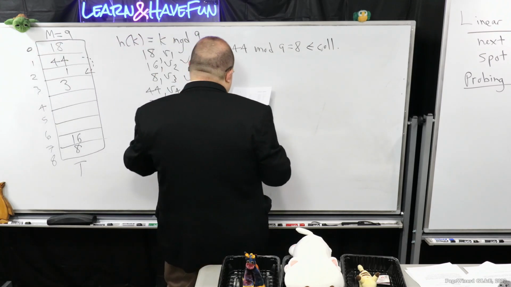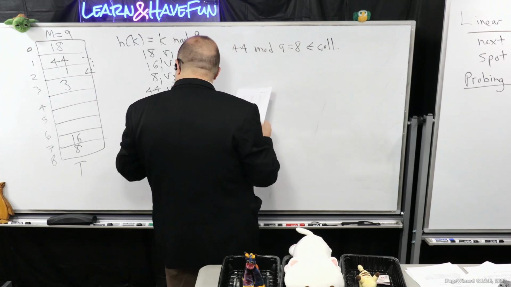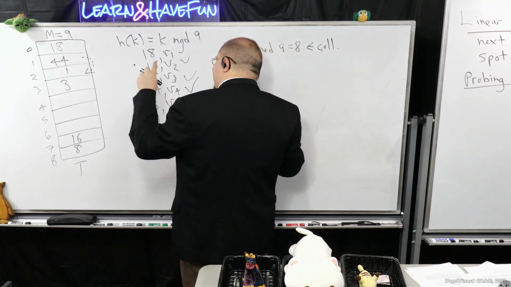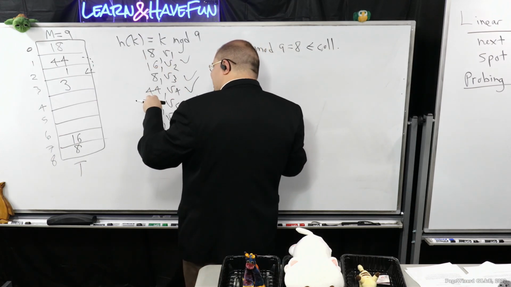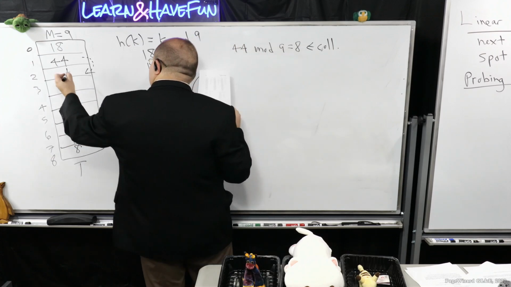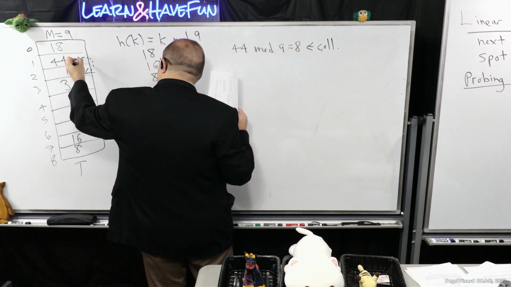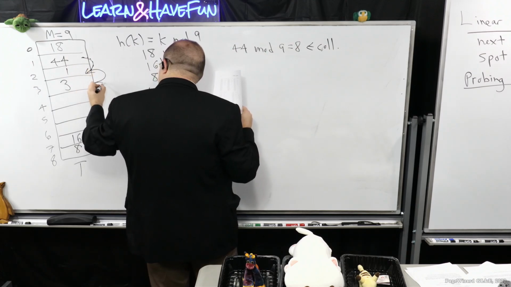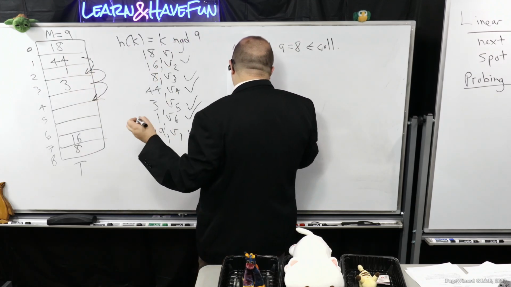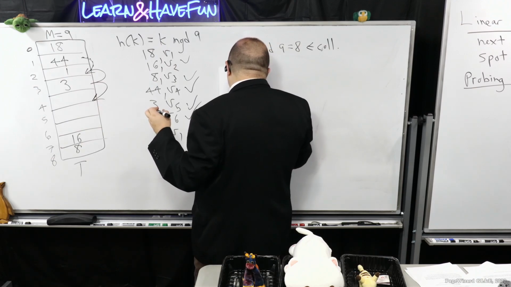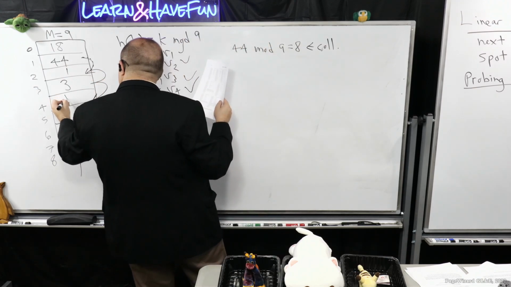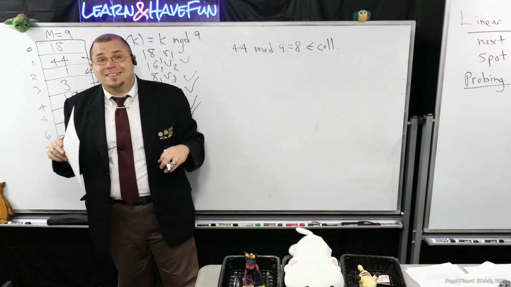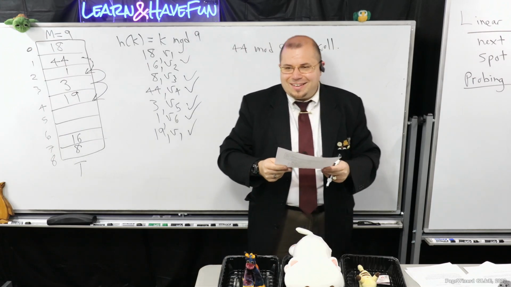So next, we've got 19. Well, 18 mod 9 is 0, so 19 mod 9 has to be 1. That's 1 higher. So I get to be right here. Well, that's not available, so I go to the next one. So the bunny hops, then hops again, and then hops again. So that brings me to position 4. And now we've done all of our insertions. Piece of cake, right?